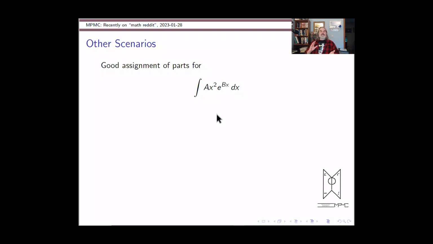Now a trade of e to the bx for its derivative or its antiderivative is sort of a wash in terms of the level of complexity, right? So this is all about the x squared.